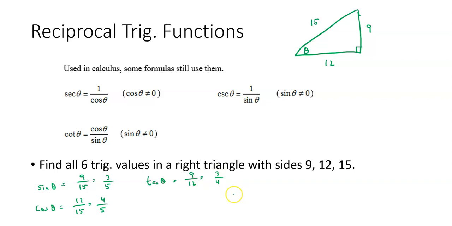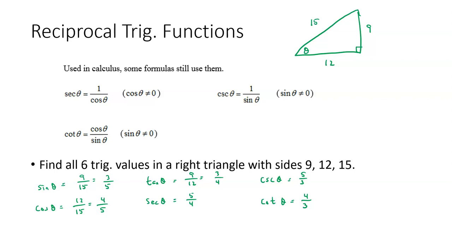Now, what if I want the other three? What if I want secant of theta? The secant of theta is the reciprocal of cosine. So if cosine is 4/5, secant is 5/4. If I want cosecant, cosecant is the reciprocal of sine. So if sine is 3/5, cosecant is 5/3. And then cotan is the reciprocal of tan. So if tan is 3/4, cotan is 4/3.